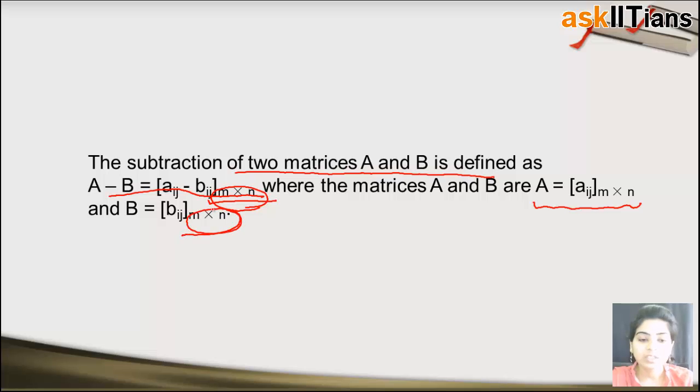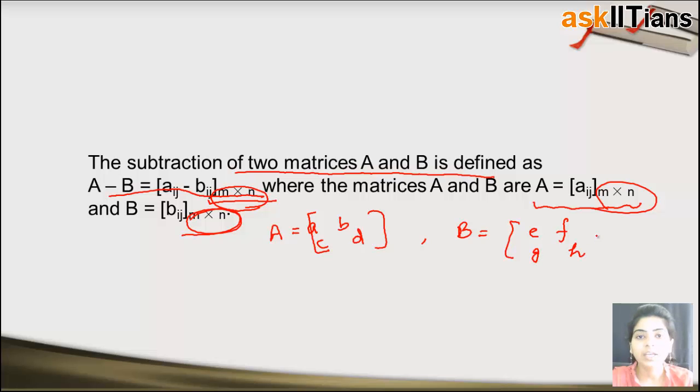So again we need the same order and we just subtract the corresponding elements. That is, I have a matrix A: A, B, C, D, and I have a matrix B equal to, say, E, F, G, H. Then how do I subtract the matrices? Simply subtract the corresponding elements: A minus E, B minus F, C minus G, and D minus H.